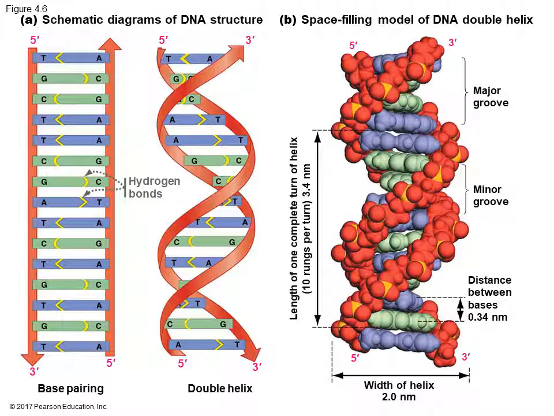If we look at this diagram, you can see that there's wide spacing alternating with narrow spacing, and this is called major and minor grooves. I also like this diagram because you see the nitrogenous bases, so you can see complementary base pairing and you can see anti-parallel strands.